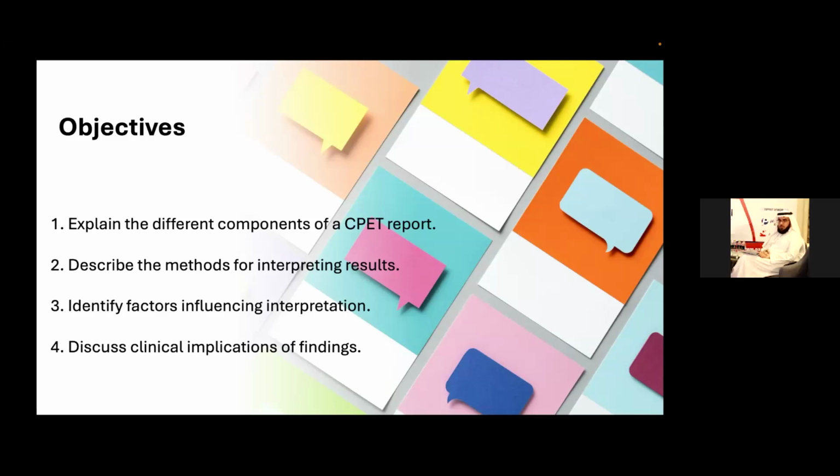So and then we'll identify factors that influence our interpretation, which is really important to know these factors, and then discuss the clinical implication of the findings of CPET report.